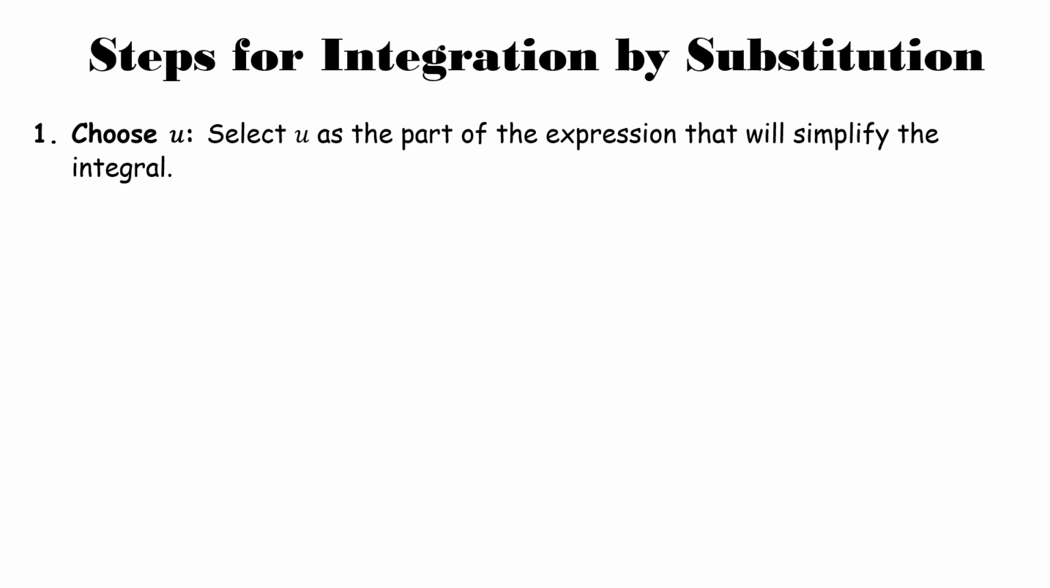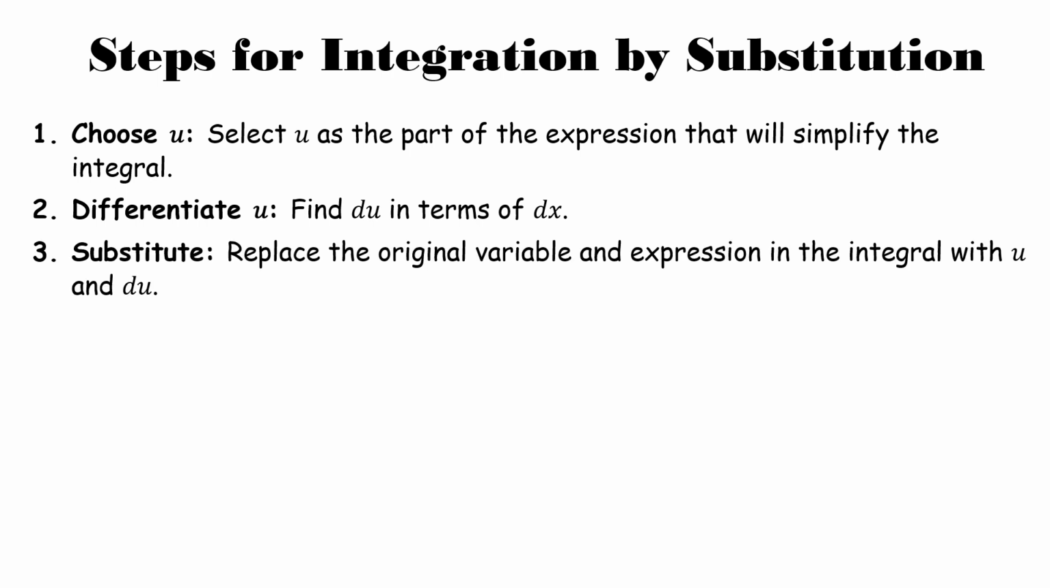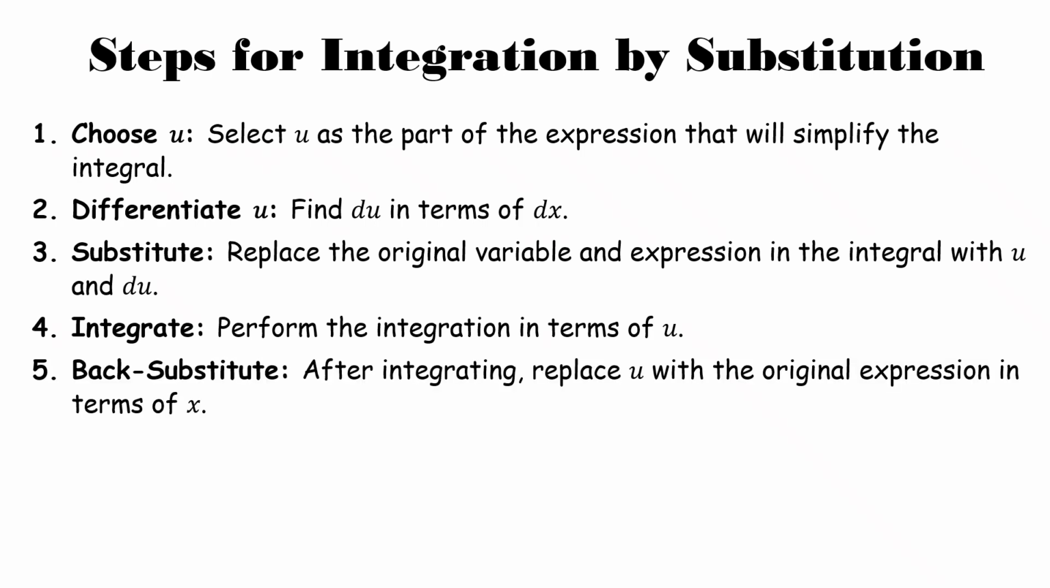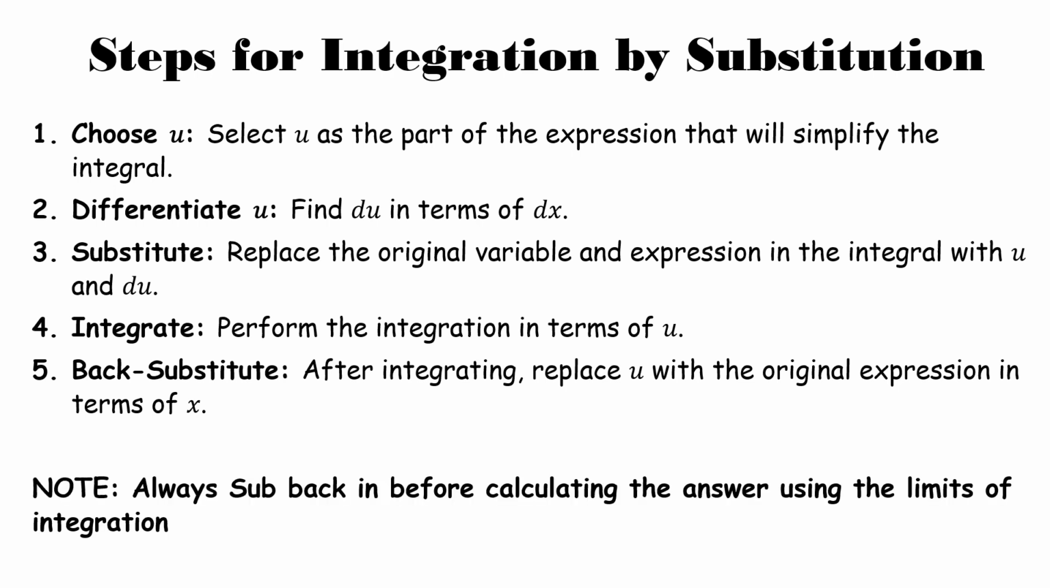Okay, so our steps for integration by substitution are: choose your u, so select u as the part of the expression that will simplify the integral. Differentiate u, so find du in terms of dx. Substitute, so replace the original variable and expression in the integral with u and du. Integrate, so now that we have something much simpler, we perform the integration. And then back substitute, so after integration, you go back and replace u with what you had originally. One thing to note is you always want to sub back in before calculating your answer using the limits of integration. So when we have a definite integral, you always sub back in first.